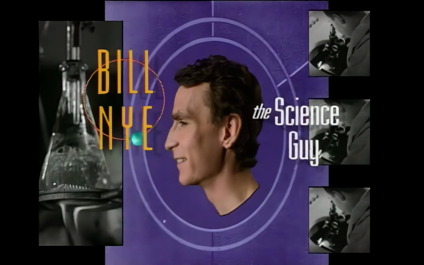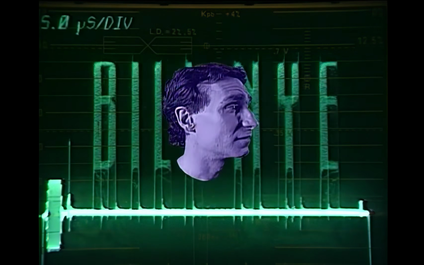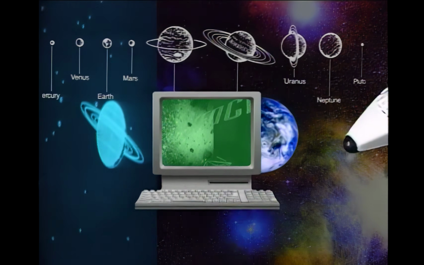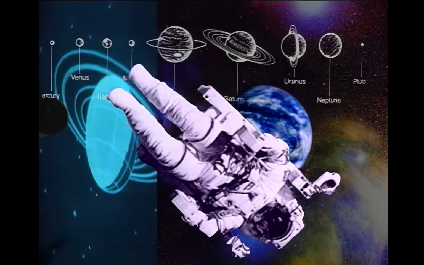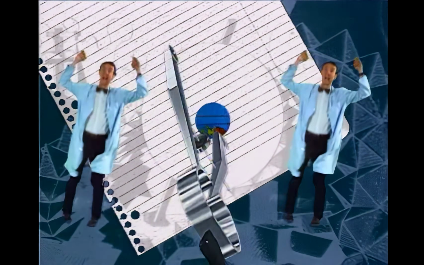Science Guy. Bill Nye, the Science Guy. Bill Nye, the Science Guy. It's one small step for man, one giant leap for mankind. Bill Nye, the Science Guy. Inertia is a property of matter. Bill Nye, the Science Guy. T minus 7 seconds.